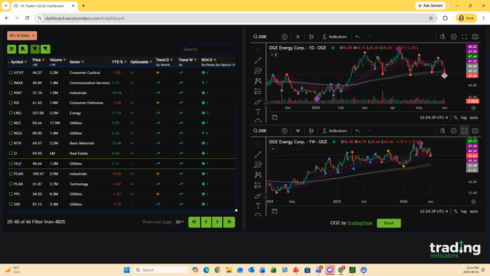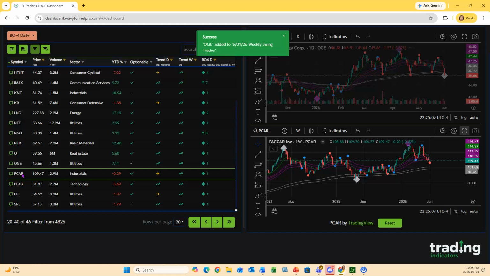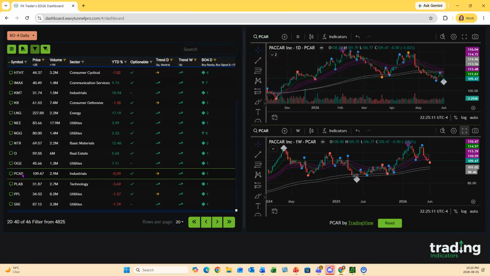OGE Energy Corp. Not bad. This isn't bad. I'm going to keep this on the watch list. This looks very sideways to me. So we could turn around and start to move up again. The weekly chart doesn't look terrible. So let's just keep an eye on this one. Okay, I think we're going to leave this alone because the wave is in the tunnel on this one.